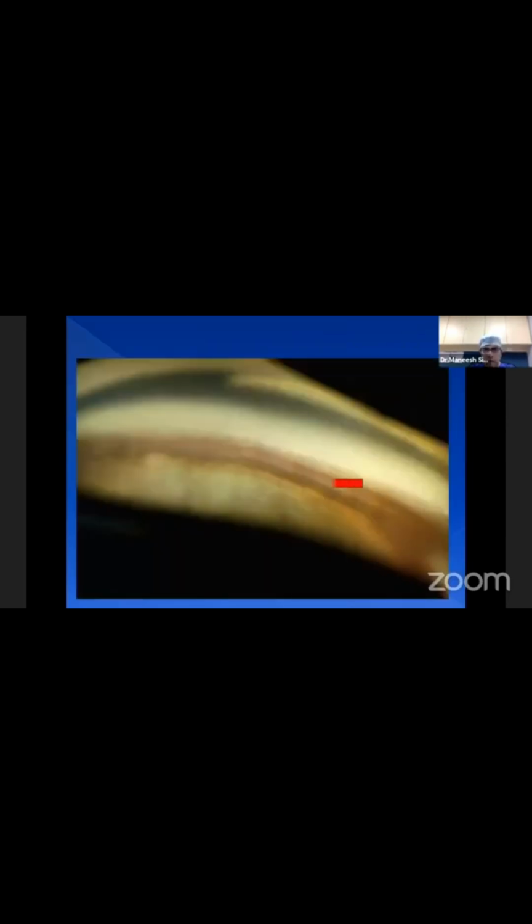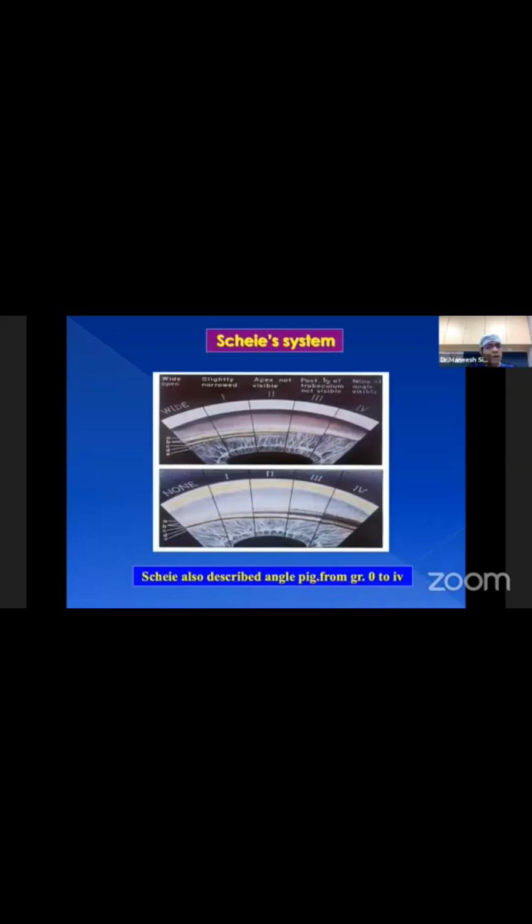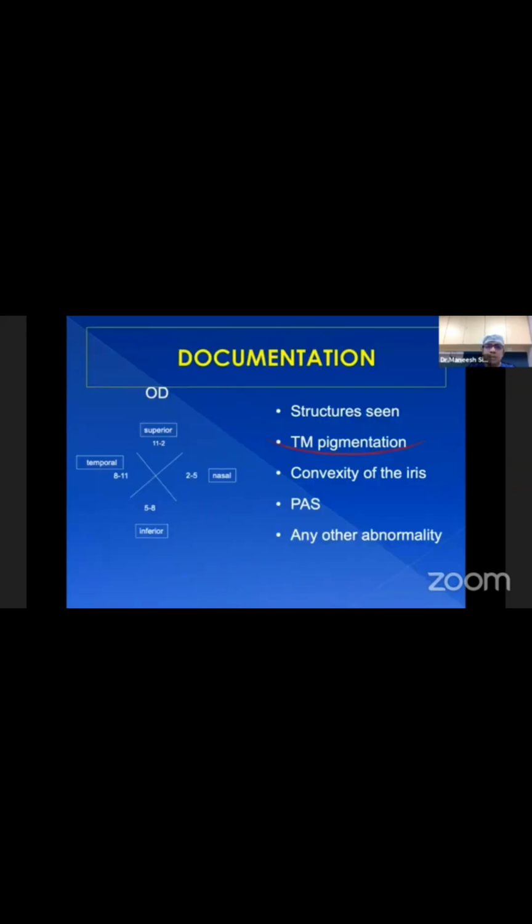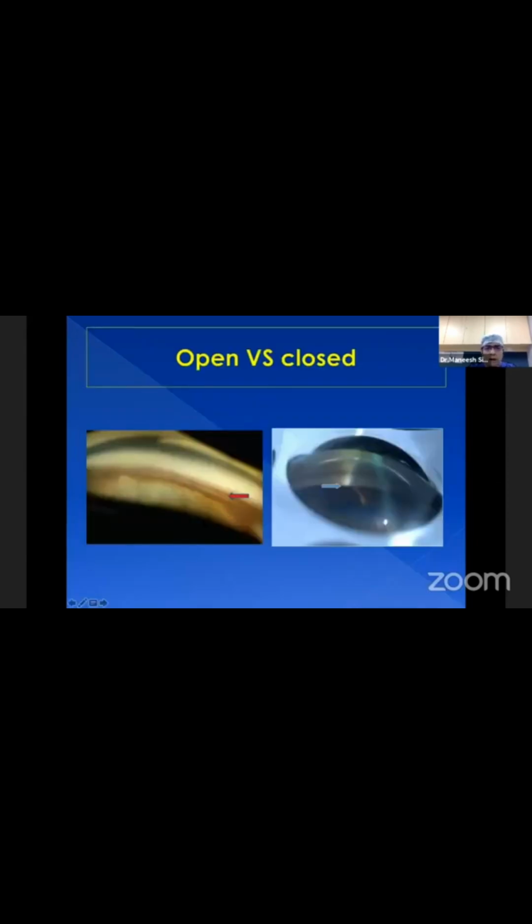I won't go into detail of these structures. Coming to grading, I think there are a lot of grading schemes available, but what is important is that you just write the structures visible in each quadrant before and after compression, and any other obvious abnormality which you can see. Quickly, about some clinical examples, you can see all the structures are visible here.